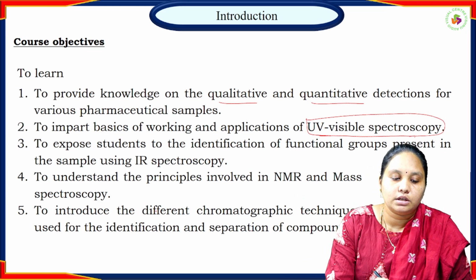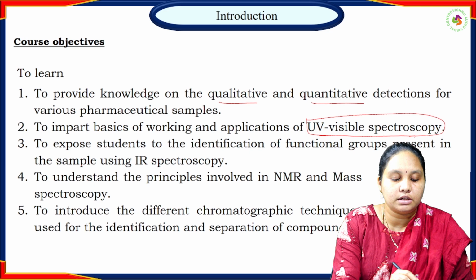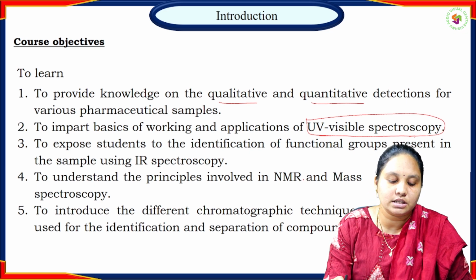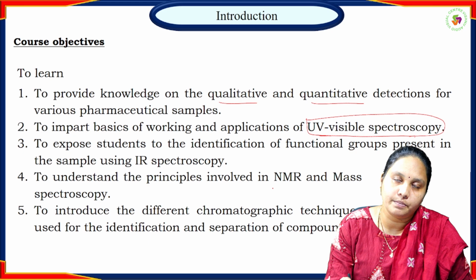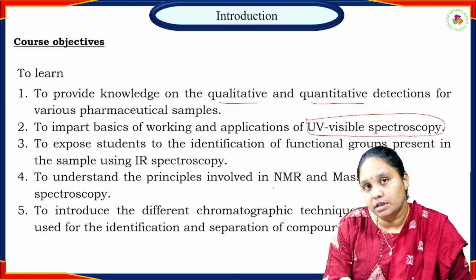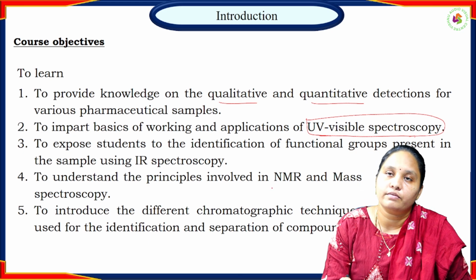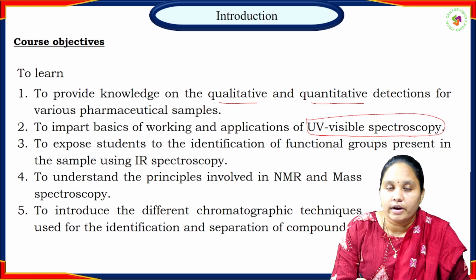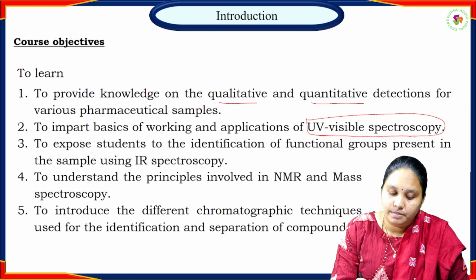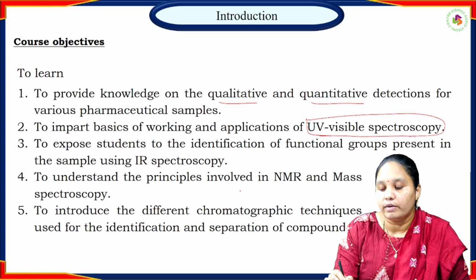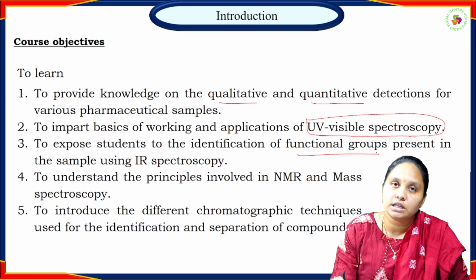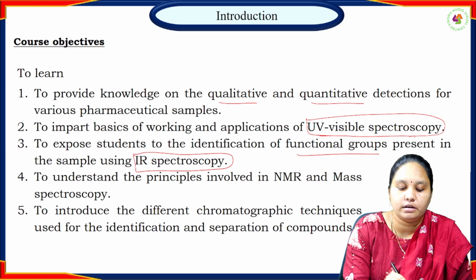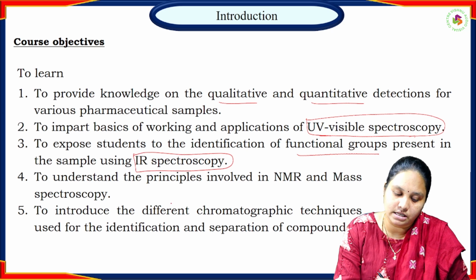Next, the third objective of this subject is to expose the students to identification of the functional groups present in the sample using IR spectroscopy. Here, in the pharmaceutical analysis subject, we can find out the functional groups of that particular compound also. For the quality checking and the quantity checking of this particular API, we need to find out the functional groups, particularly that functional groups are identified by the IR spectroscopy equipment. This is also one of the analyses.